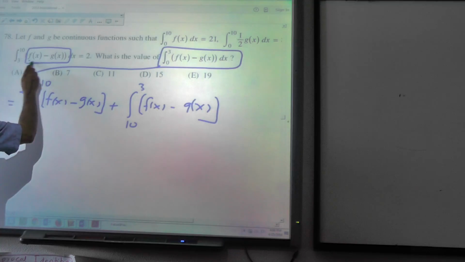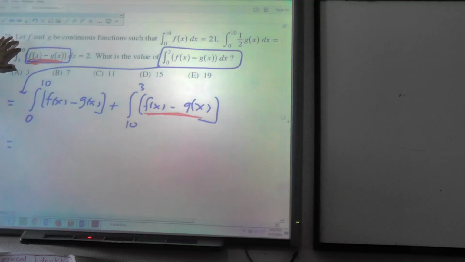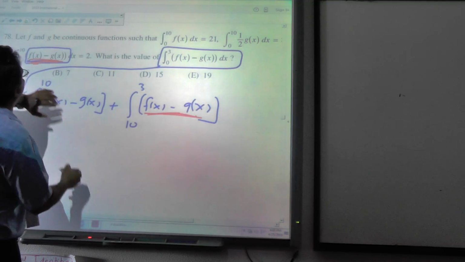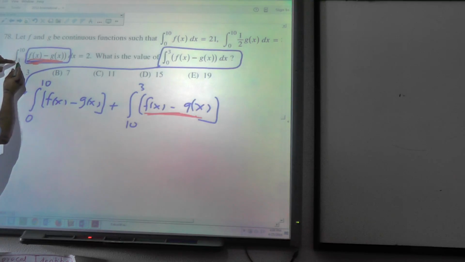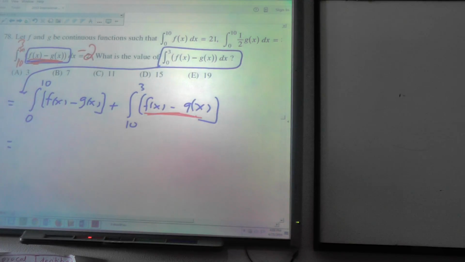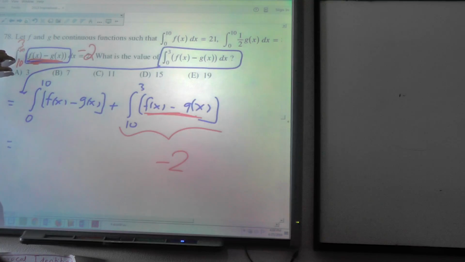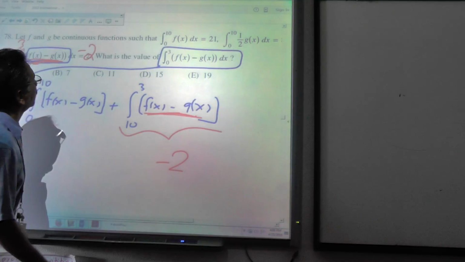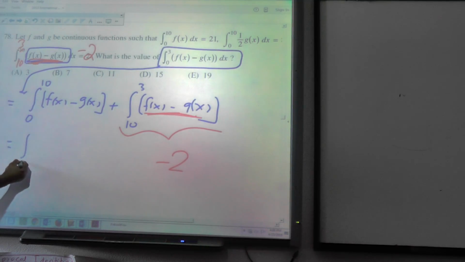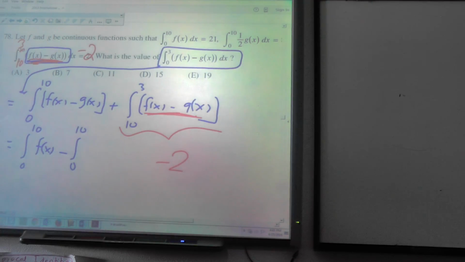But I want to observe, is this the same thing here? Except this is 3 to 10 and this is 10 to 3. So what's going on is, if I replace this from 3 and this becomes 10, this becomes minus 2. So this whole thing is minus 2. Just check what I did. Because it was 3 to 10, I changed it to 10 to 3, so this becomes minus 2. Now you separate the integral 0 to 10 of fx and 0 to 10 of gx.